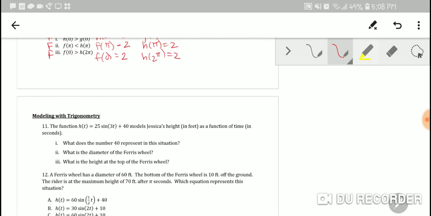All right, so the Ferris wheel should be very common by now. We know the 25 represents the radius of the Ferris wheel. The 40 represents the center height. And then the 3 is the frequency or the speed that the Ferris wheel is moving at. So the 40 represents the center height.